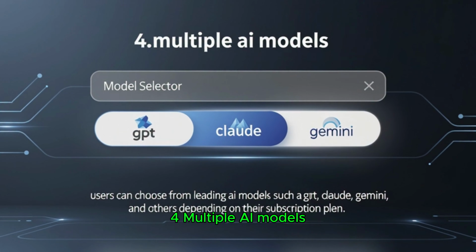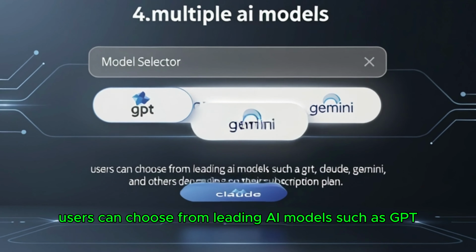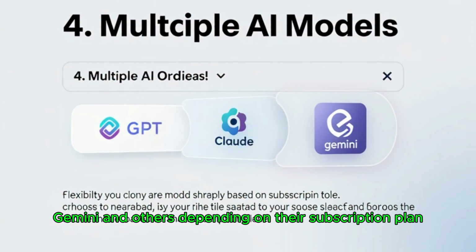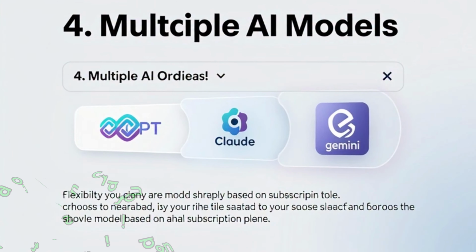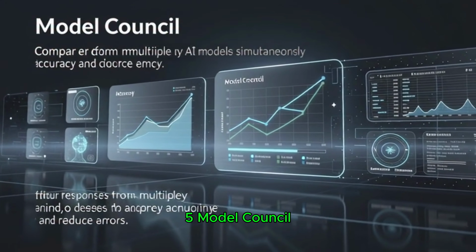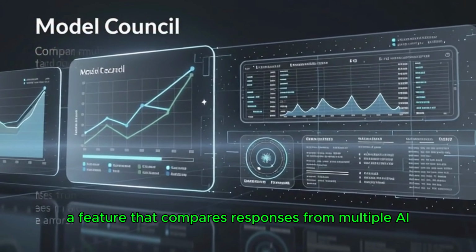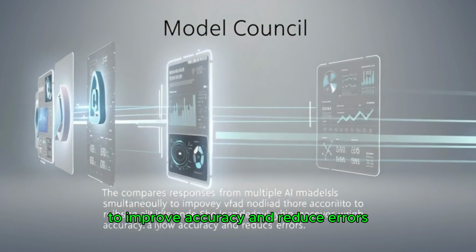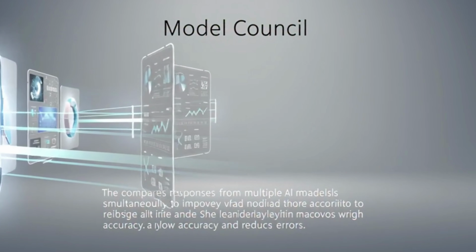4. Multiple AI models. Users can choose from leading AI models such as GPT, Claude, Gemini, and others, depending on their subscription plan. 5. Model Council. A feature that compares responses from multiple AI models simultaneously to improve accuracy and reduce errors.